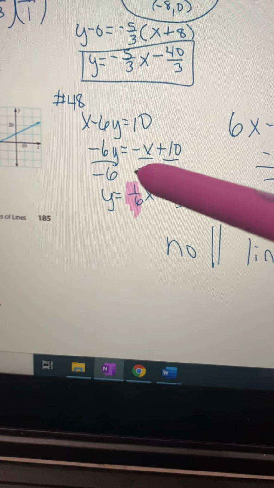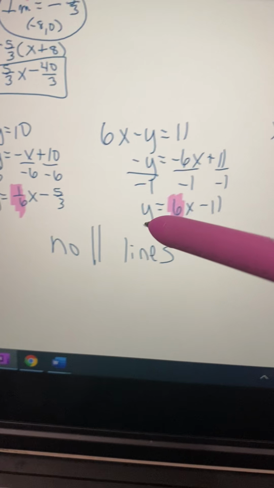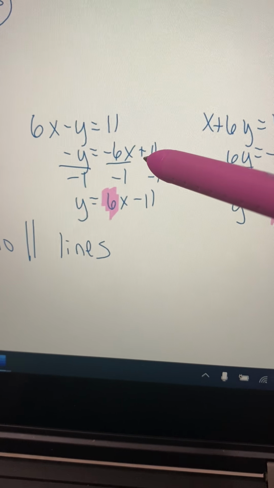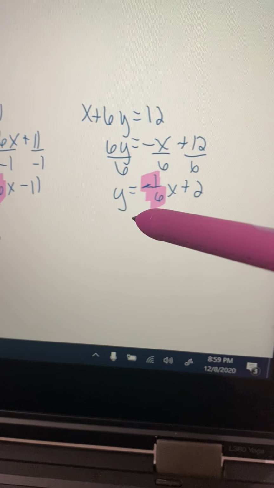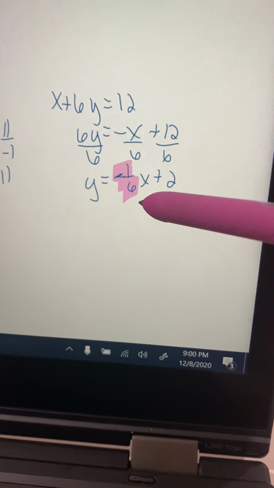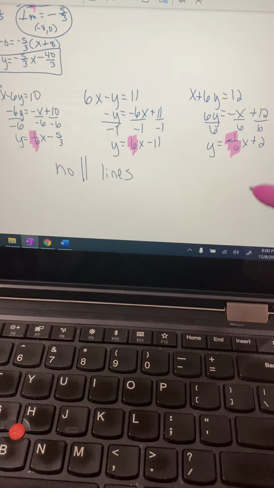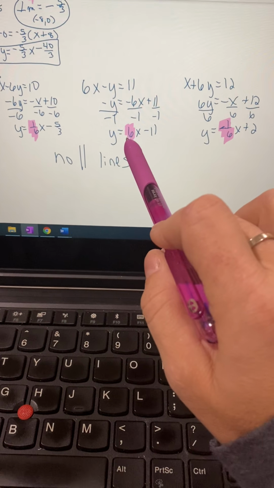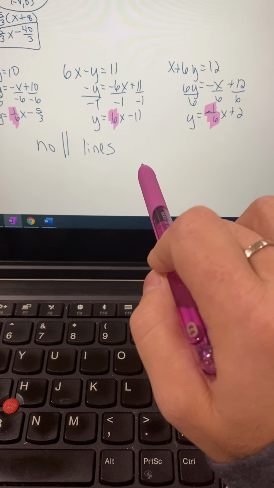So I subtracted x, divided by -6 to get y by itself. This slope is 1/6. Subtracted 6x, divided by -1. This slope is 6. Subtracted x, divided by 6. This slope is -1/6. So with all three of those slopes, -1/6, 6, and 1/6, there are no parallel lines.